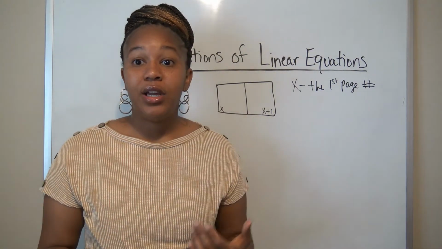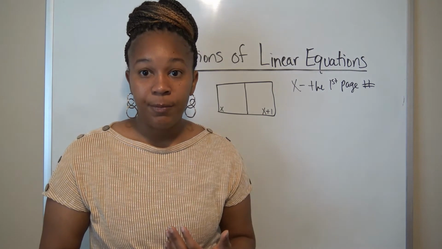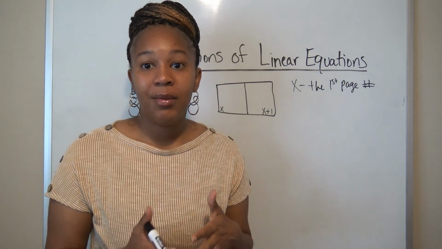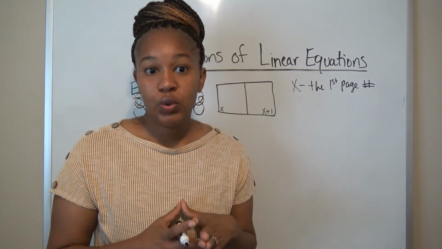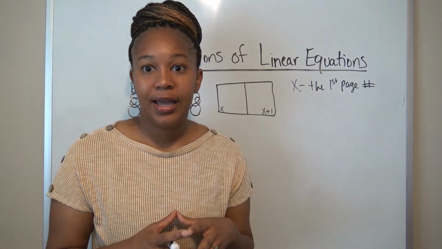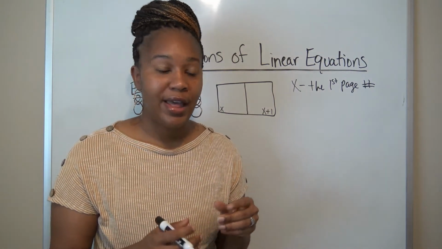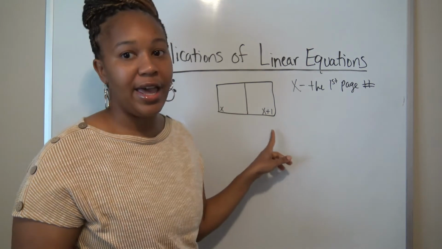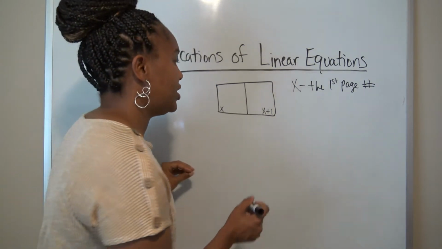Now, I want to write an equation based on the information that's given. It said that the sum of those pages is 269. Sum means to add. That means when I take this page number and I add it with this page number, I'm going to get 269.